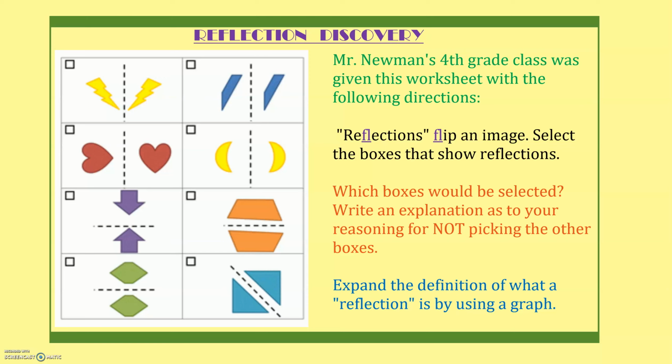The purple arrows can be argued. While it looks like they are a flipped image of each other, they're not the equal distance away from that line. So some mathematicians would say, yep, that's a reflection, but others would say it's not a reflection over that specific line. There's a different imaginary line there that is reflected over it.